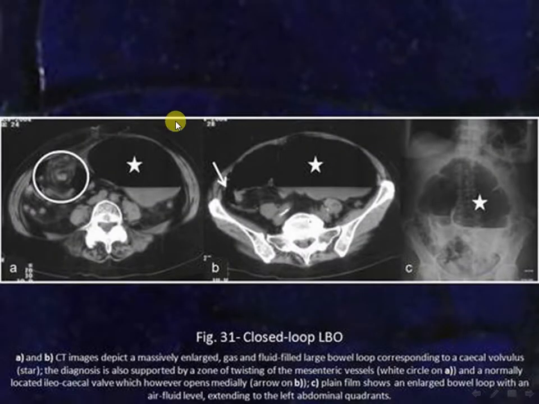For example, here you can see there is a closed loop large bowel obstruction, there is a markedly dilated bowel loop with air fluid level, and you can see here the whirl sign, and by x-ray you can easily diagnose a case of sigmoid volvulus. This is a sigmoid volvulus, definitely, and by CT scan you can see the whirl sign here and the dilated sigmoid loop.